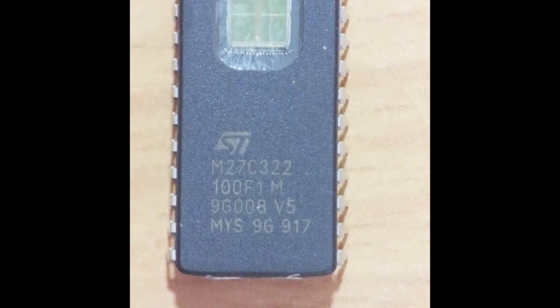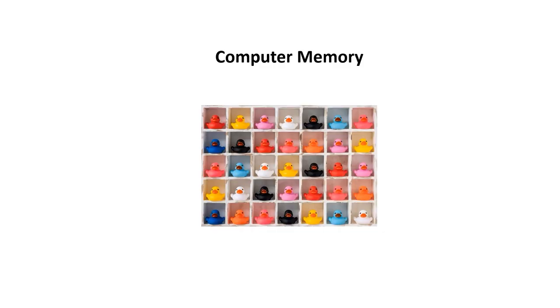This is a pretty typical computer memory. We can think of it abstractly as being like this set of pigeonholes full of different coloured ducks, where the information is carried by the colour of the duck. Now, to be useful, we need to number all of the pigeonholes, and in computer science, we start at 0.